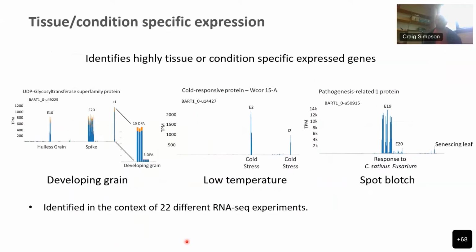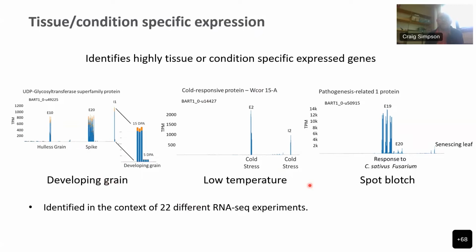Okay. So one thing that really jumps out when you're looking at this data is the stuff that is highly tissue or condition specific. I've given you 3 examples there. One on the left here is from developing grain. You've got a gene that's quite uniquely expressed here, and you can see that in all the tissues that it's coming up, it's related to developing grain and also within the spike. So this is quite a nice way of identifying uniquely expressed genes.